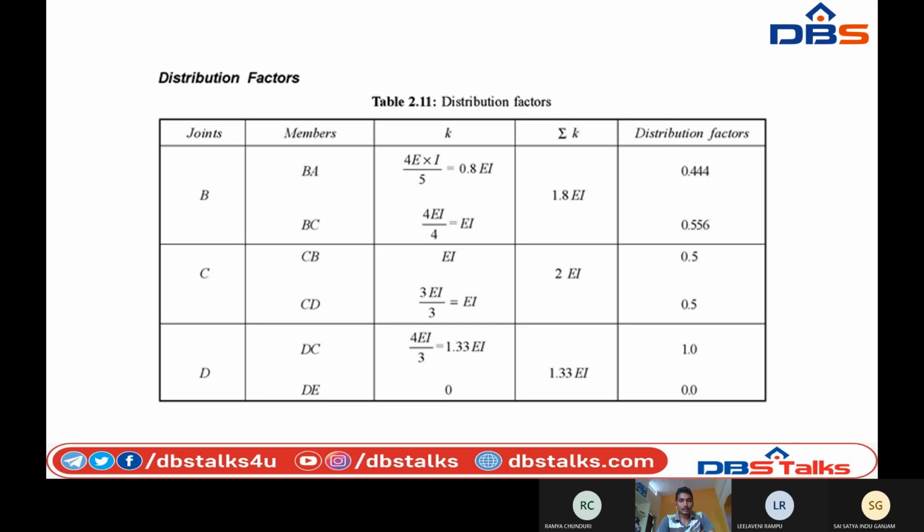At C, CB is EI and CD is also EI, so sigma K equals 2 EI. Distribution factors for CB are 0.5 and CD is 0.5. For DC, 4EI by 3 equals 1.33 EI. DE is a cantilever, so its stiffness is taken as 0. Sigma K equals 1.33 EI, so the distribution factor for DC equals 1.0.